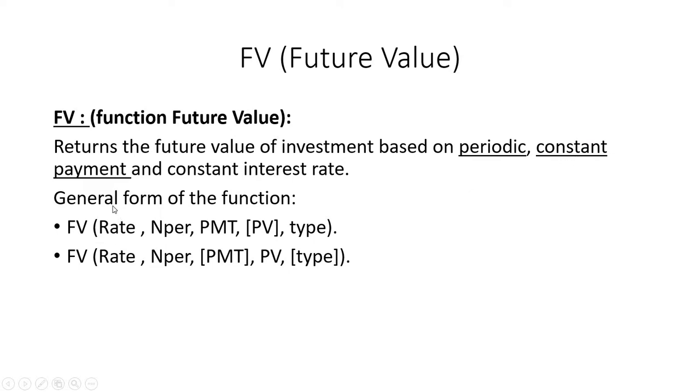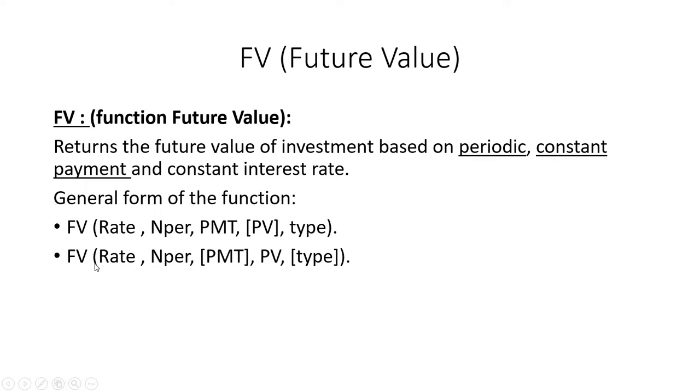The general form of future value is like this. We have 2 types of forms here. Future value, open parentheses, rate, comma, NPR, comma, PMT, comma, between 2 brackets, present value. So in this type of future value, we use a periodic payment, PMT. We use periodic payment and type here, either 0 or 1, depending on the time of paying the payment.